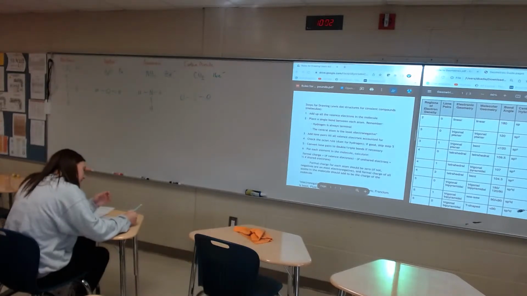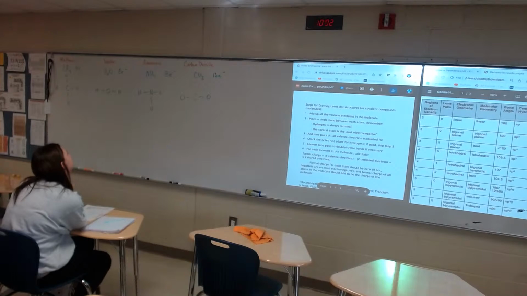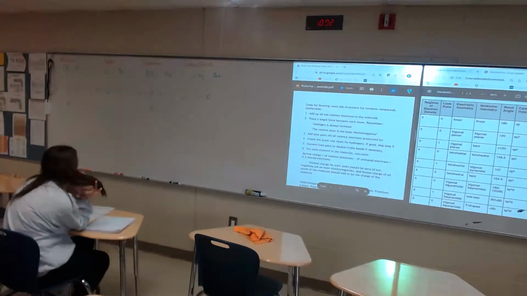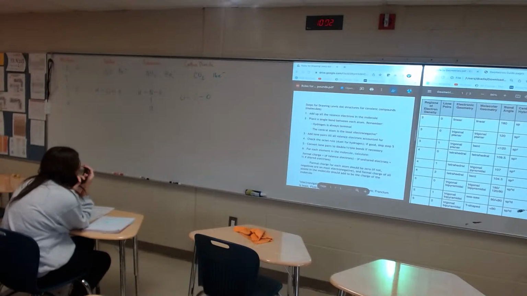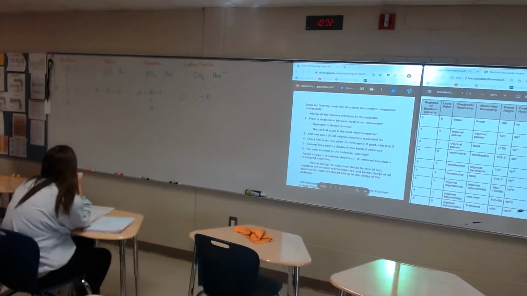So that was step 2. We placed a single bond between each atom. We made sure hydrogen was not in the middle. And if we didn't have a hydrogen, we made sure the least electronegative thing was in the middle. Like that so far? Step number 3. We're going to add lone pairs until all of our valence electrons are accounted for.